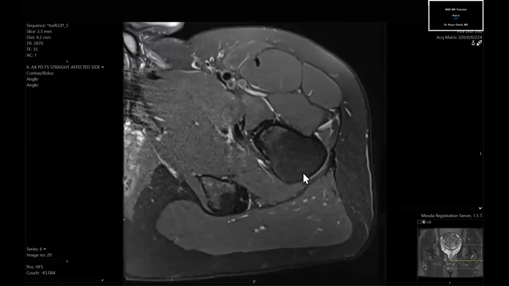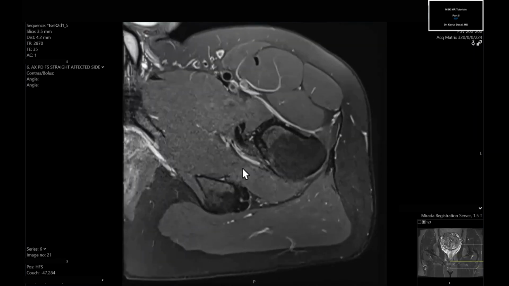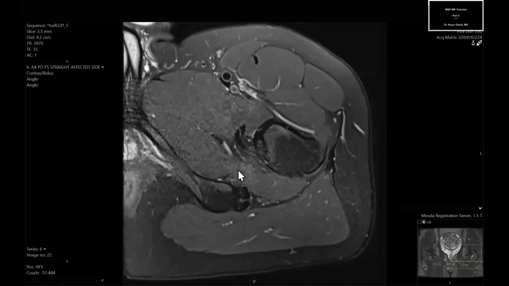Another common thing that you may see in these cases is edema in this space right here, which will be quadratus femoris musculature edema, which is something that can suggest ischiofemoral impingement.